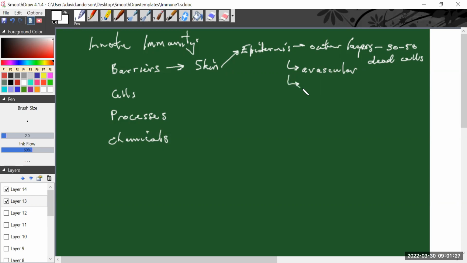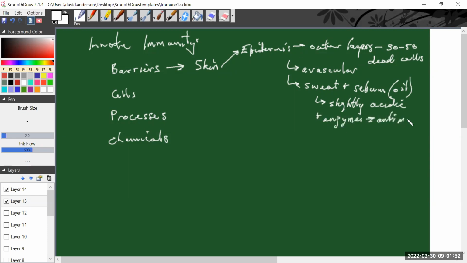And what else do we know about the epidermis that's going to provide a defense? Sweat and sebum. Remember, sebum was the oil produced by sebaceous glands. That tends to be slightly acidic and has enzymes that are antimicrobial. Antimicrobe is a general term for it, anything that's microscopic, and in this case is non-self.